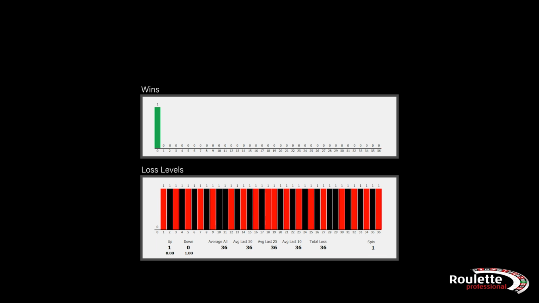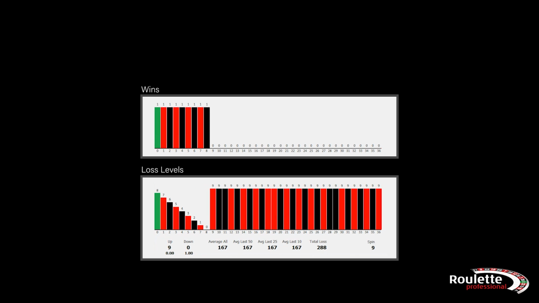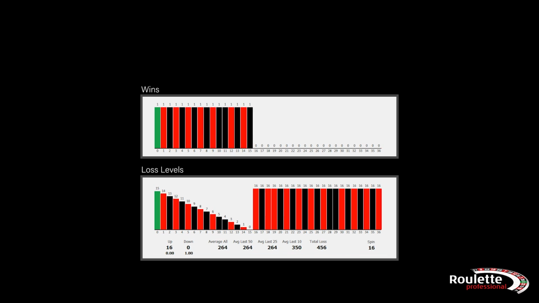So, for the second result, pocket one would win. We can see zero and one both have a win over here. Pocket zero has a loss level of one, pocket one has a loss level of zero, and all the other pockets are at loss level two. You can see what happens as we inch forward through a few more spins. Okay, it makes a pretty pattern, but let's just fast forward until each pocket has had a win.